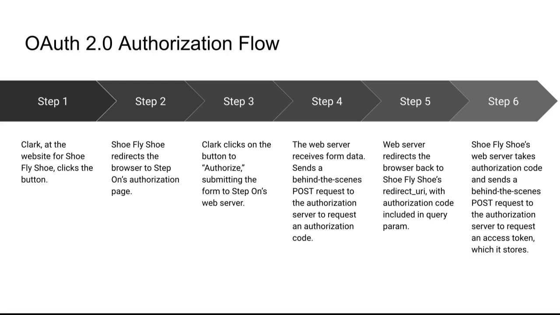Now ShoeFlyShoe, at its OAuth2 return page on its web server, receives the authorization code, and behind the scenes, it sends a request to StepOn's authorization server, exchanging that authorization code for an access token and a refresh token. It stores those tokens in its own database, and it will use them in the future in order to request resources on behalf of Clark. Now, let's go ahead and use Insomnia and walk through all of these requests that are happening.